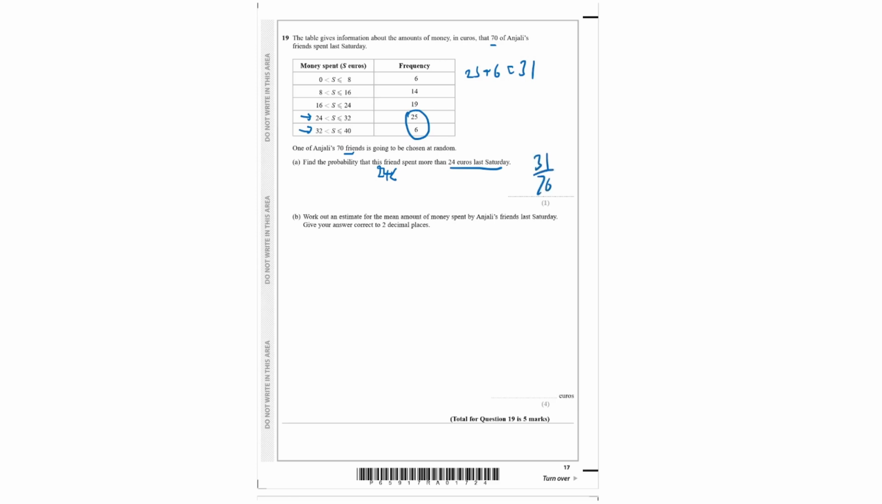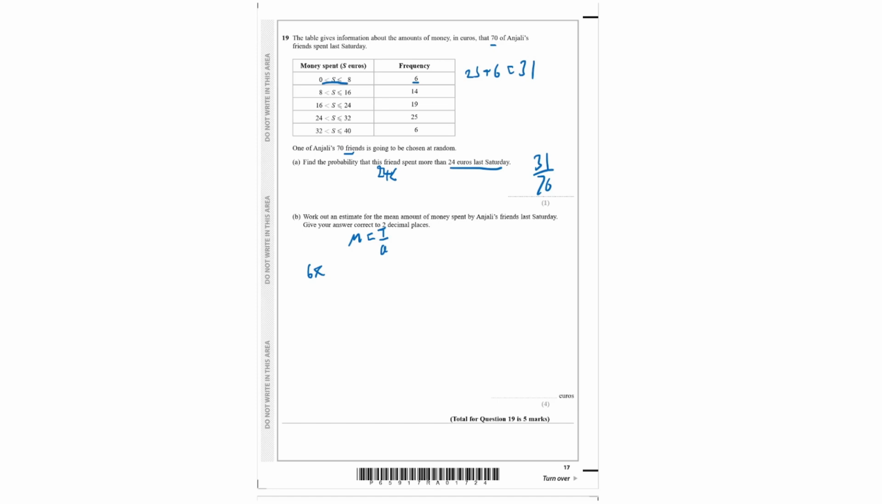Work out an estimate for the mean amount of money spent by Anjali's friends last Saturday. Give your answer correct to 2 decimal places. So mean is total divided by quantity. So first off, we have to find out how much money was spent in total. To find this, we simply multiply the frequency with the halfway point between money spent.